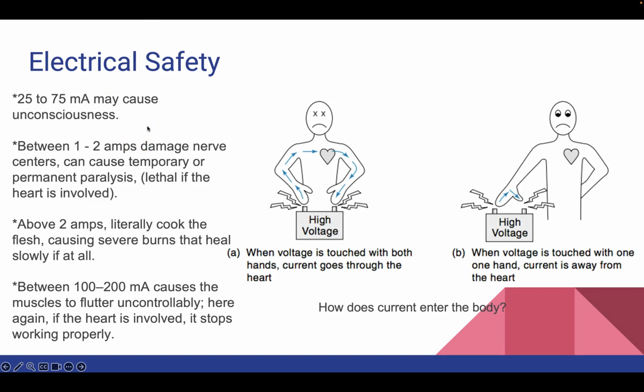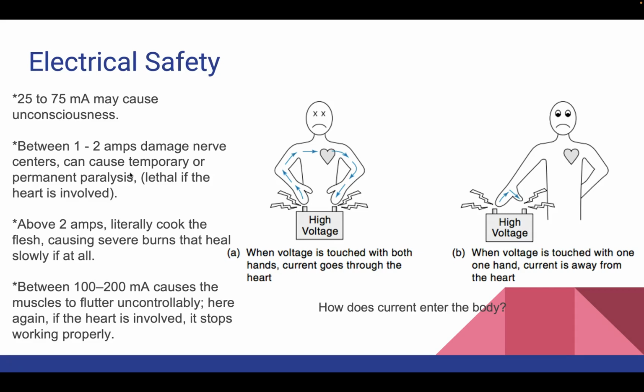Understanding the risk associated with electrical current is essential for safeguarding against any potential life-threatening hazards. Large currents exceeding 2 amperes, when the current is more than 2 amps, have the potential to cause severe burns, leading to slow or non-healing injuries. Current between 1 and 2 amps can damage nerve centers, potentially causing temporary or permanent paralysis, and in some cases can be lethal if they affect the heart.